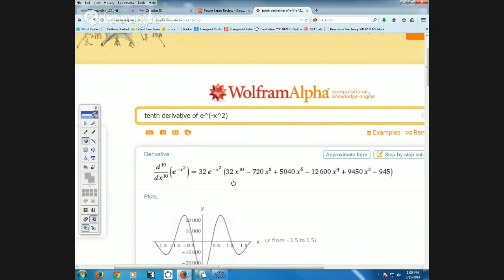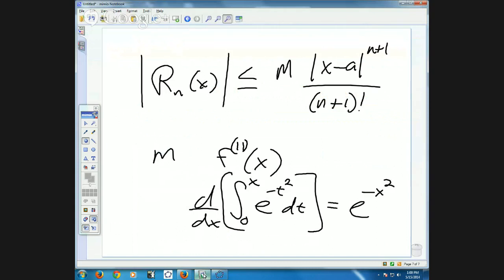You could do this in an hour by hand. It's not that bad. I'm not sure you could do that in an hour by hand, yeah. It's not that bad. So it's the 11th derivative of our integral here.